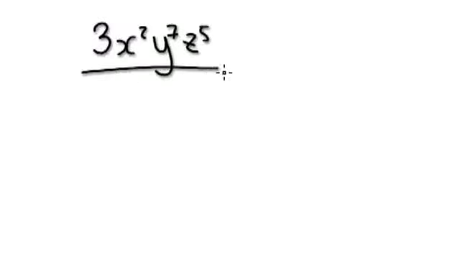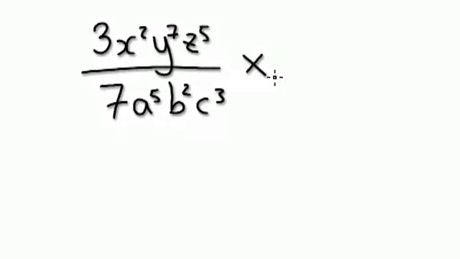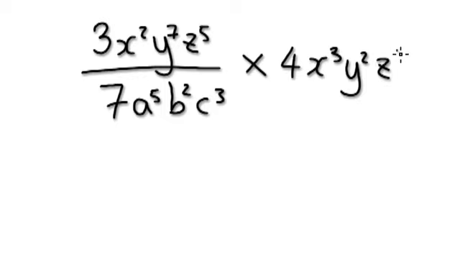Let's say 3x squared y to the 7 z to the 5, over 7a to the power of 5, b to the power of 2, c to the power of 3, whatever, times, let's say, 4, x to the power of 3, y to the power of 2, z to the power of 2. What is that? Well, when you're multiplying, it goes to the top.